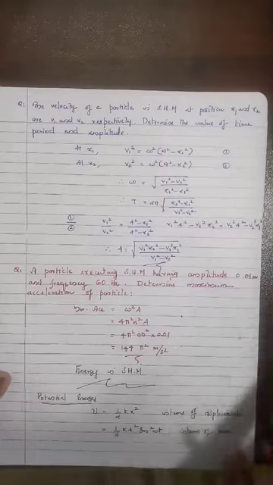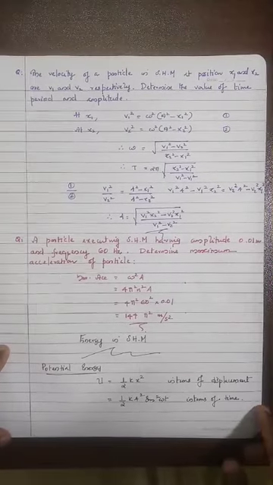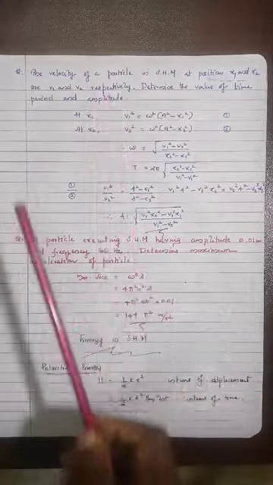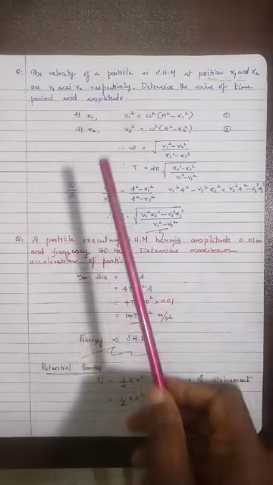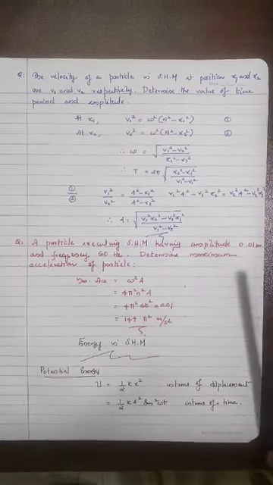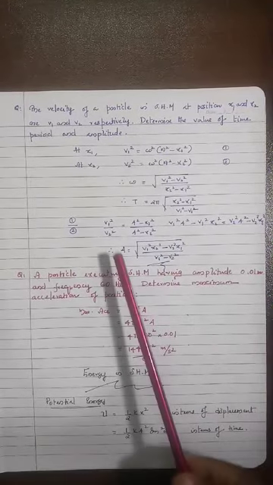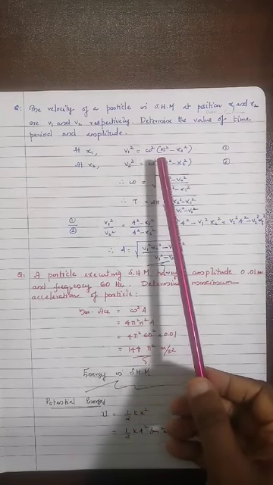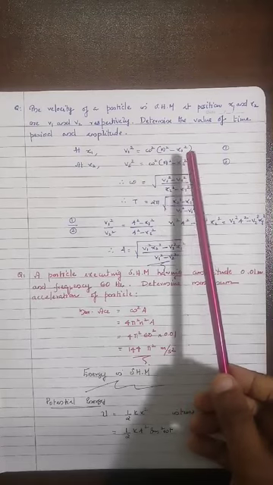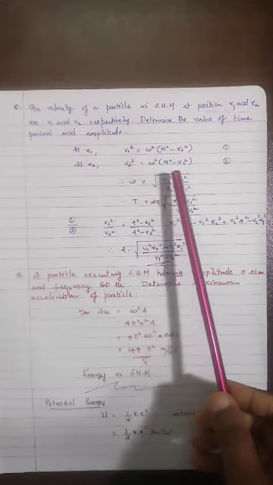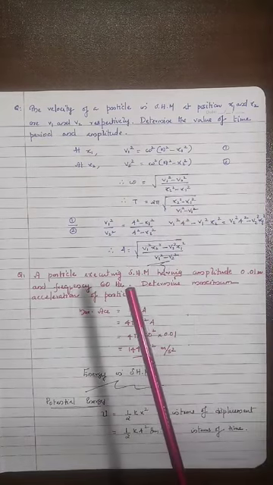And another variety question. The velocities of a particle in SHM at positions x1 and x2 are v1 and v2 respectively. Determine the value of time period and amplitude. Look, at x1 we can write v1 square equal to omega square into a square minus x1 square. And at x2 we can say v2 square equal to omega square into a square minus x2 square.